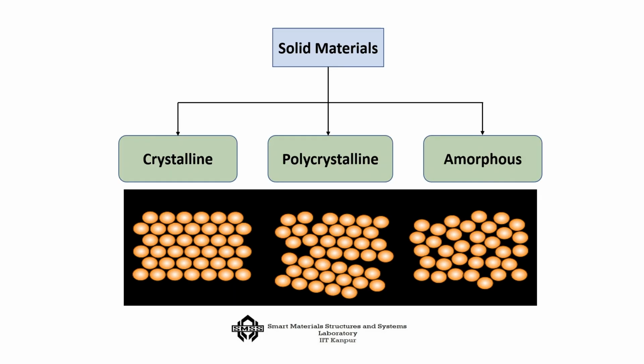Now, in terms of the arrangement or order, any solid material can be divided into three categories: crystalline, which means the entire solid is in a single pattern. Polycrystalline, which means there are patterns, but they are locally distributed by grain boundaries, for example. And amorphous, which means it is completely random, there is no pattern in it.